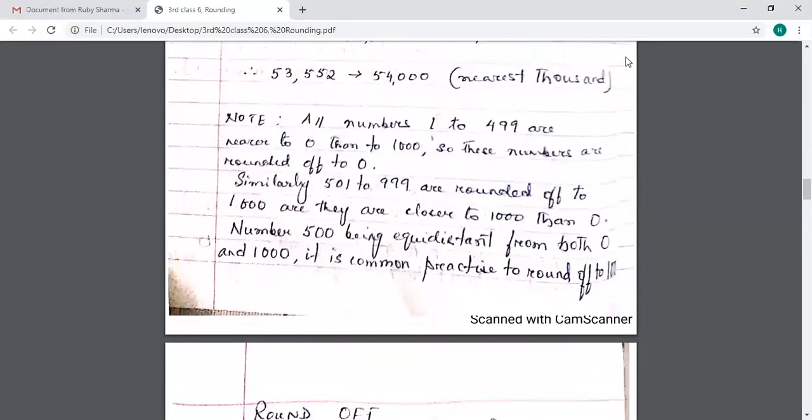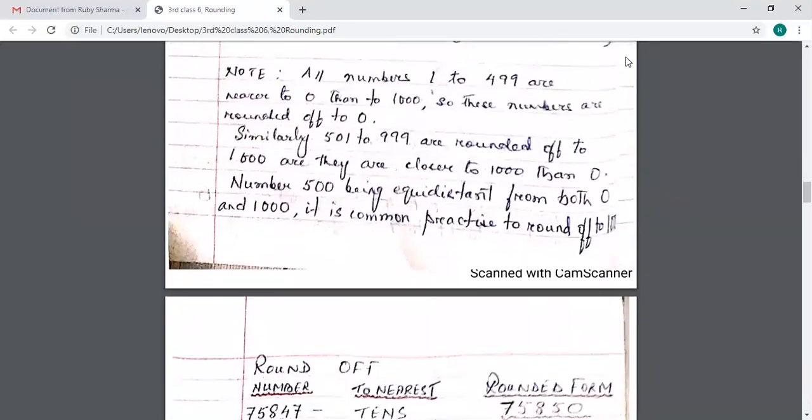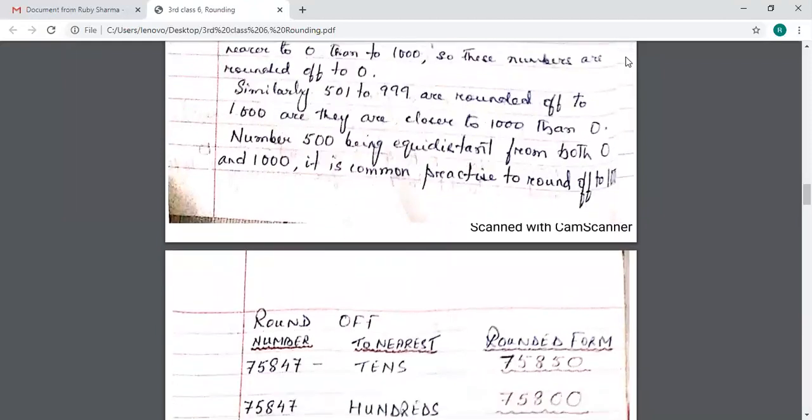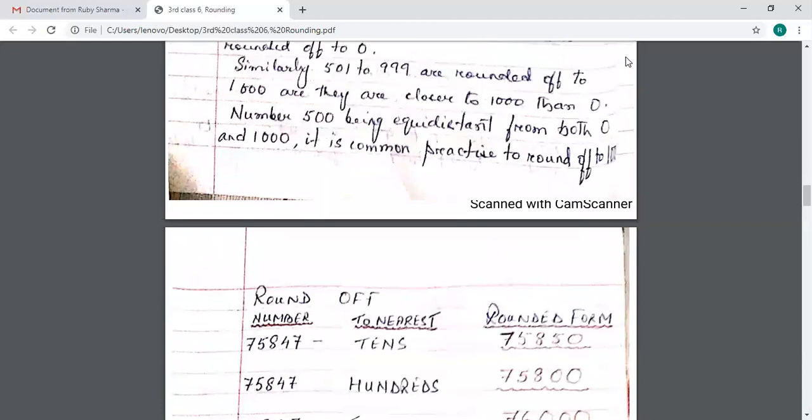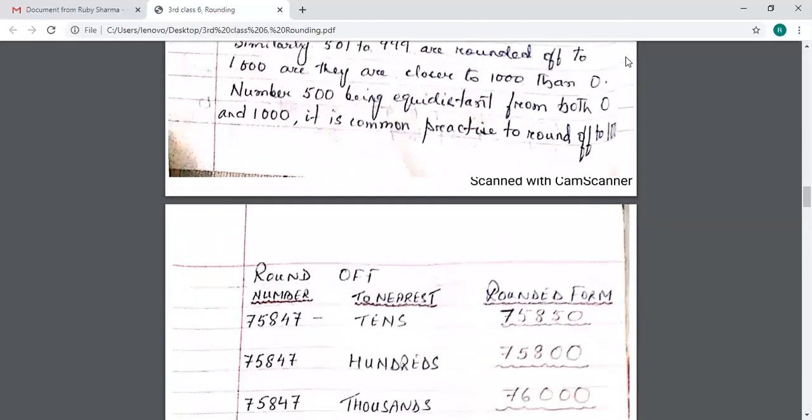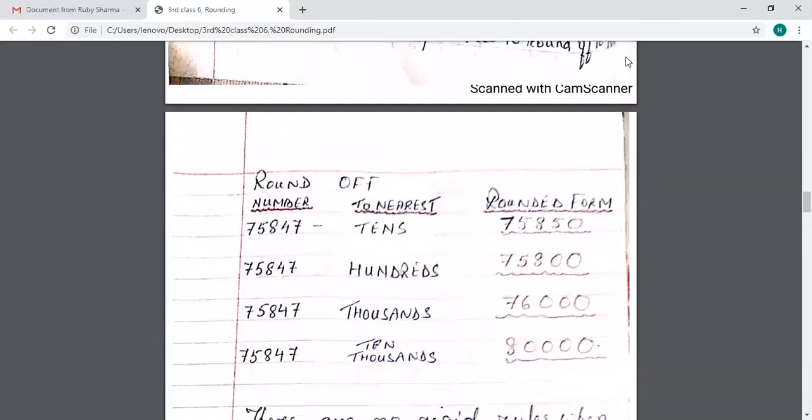And similarly, all numbers from 1 to 499 are rounded off to 0, and 501 to 999 are rounded off to 1000. And 500 being equidistant from both 0 and 1000, it is common practice to round off to the greater one, that is 1000.